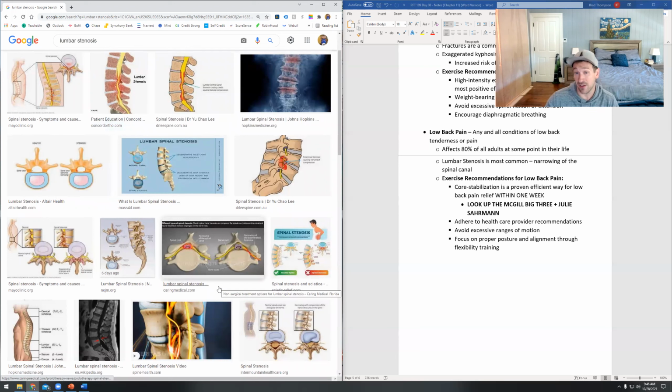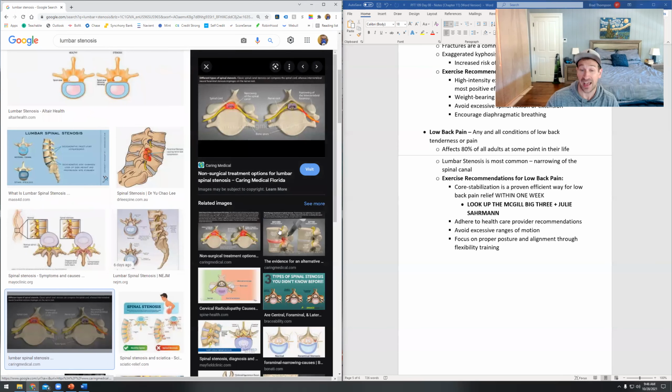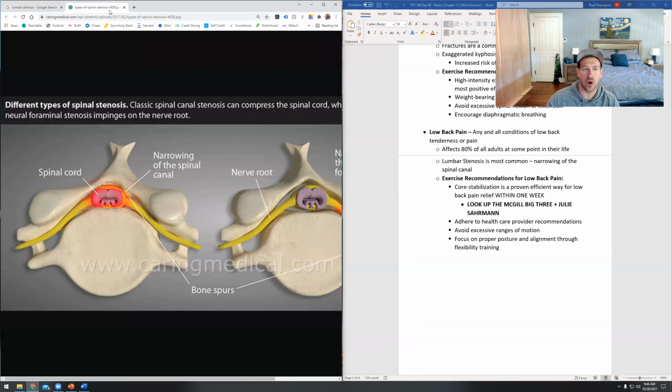This actually runs in my family. I've got a little bit of minor stenosis. My mom has it. My grandpa has it. Ours is a little bit different. It is actually a narrowing of the canal. So like you can see here, there's supposed to be sort of some space. There's supposed to be a little bit of a gap between where the nerves are running.